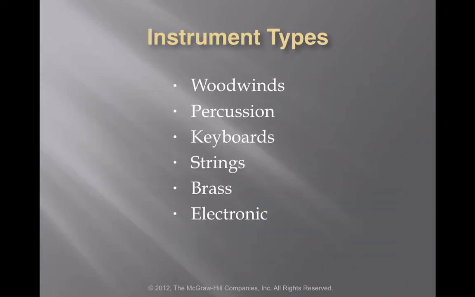Now, when we talk about instrument types or instrument families, there are six main families that we will be discussing: woodwinds, percussion, keyboards, strings, brass, and electronic instruments.